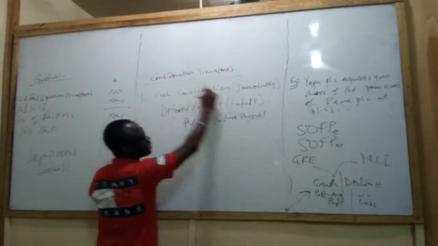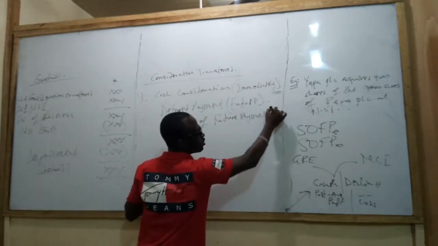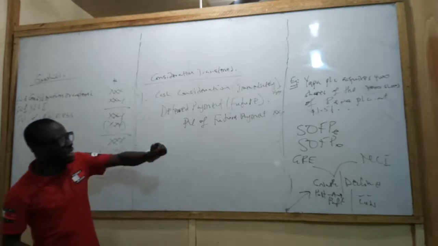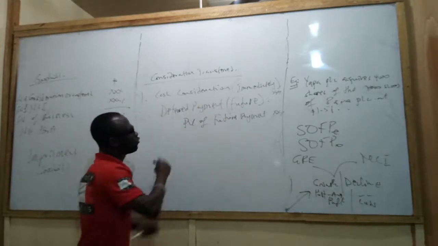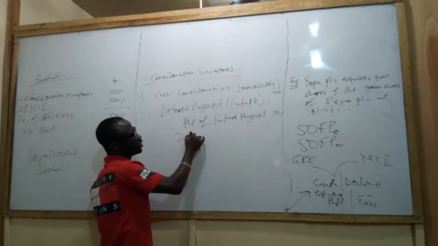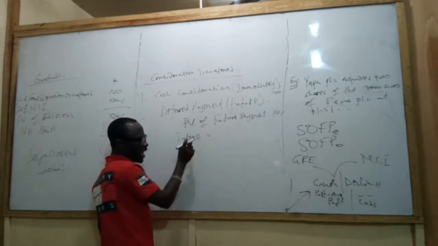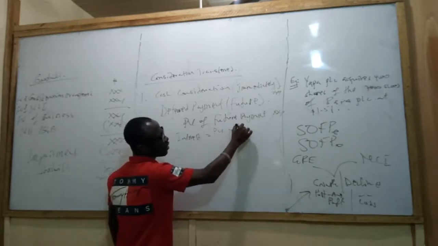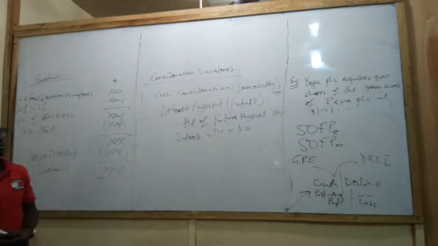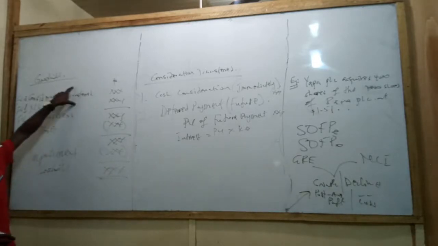And you add that to the cash consideration. Okay? Now, anytime there is deferred payment, you have to unwind it to find the interest component of it. So the interest will be this present value figure times the company's cost of capital, KE. So that's the second thing that you need to understand about the consideration transfer.